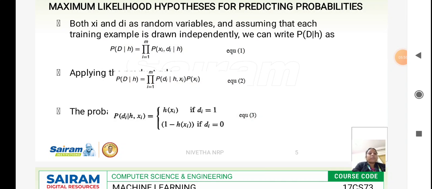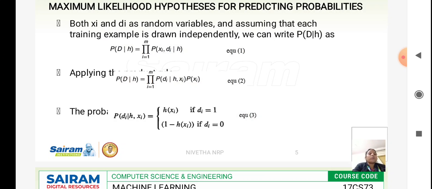The formula for predicting the maximum likelihood hypothesis using probability is as follows. We will be using both xi and di as random variables, and we choose this as a training example and draw a sample from that. So we write that as probability of d given h. How do you implement the likelihood function here? Probability of d given h is equal to the product over i equals 1 to m of probability of xi, di given h.